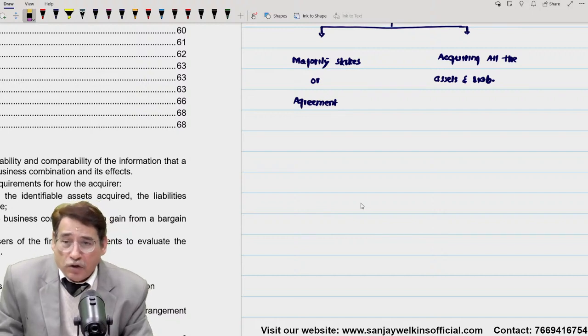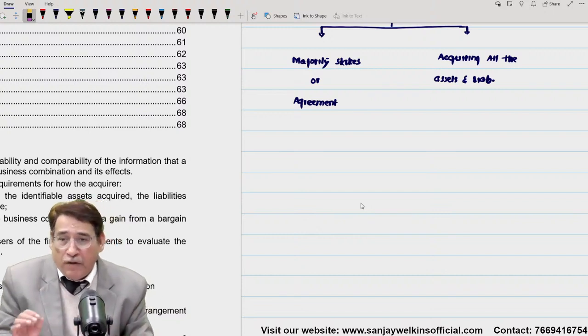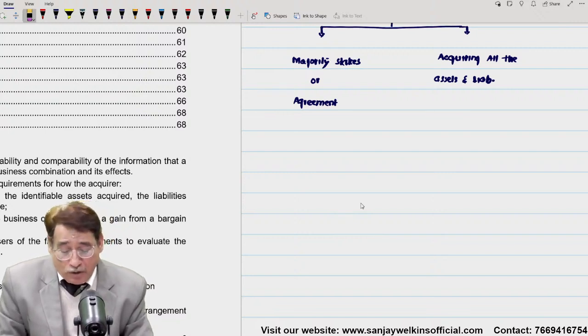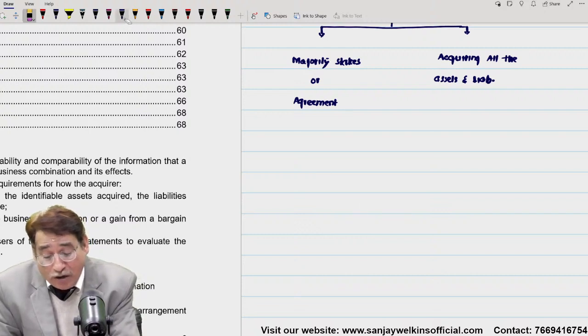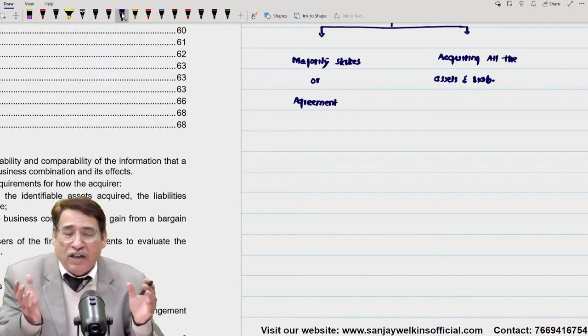No one has given so far. Wasimuddin gave the answer. He is the first one. He said the existence of the other entity will come to an end. Mahesh Jadhav says no. Mahesh Jadhav, I'm sorry to say your answer is wrong this time. When you have acquired all the assets and the liability of the other entity, how can the other entity function?